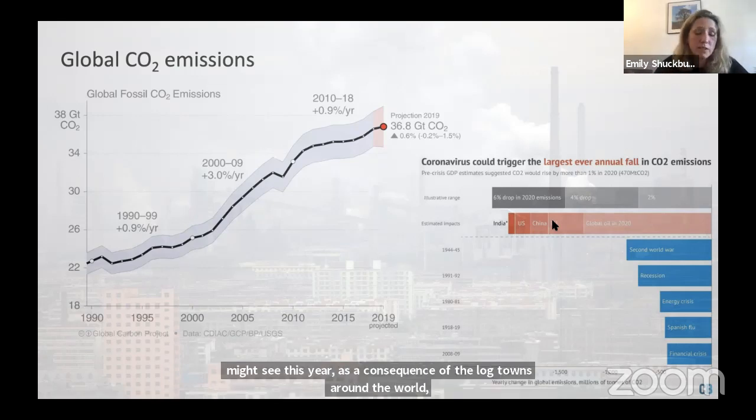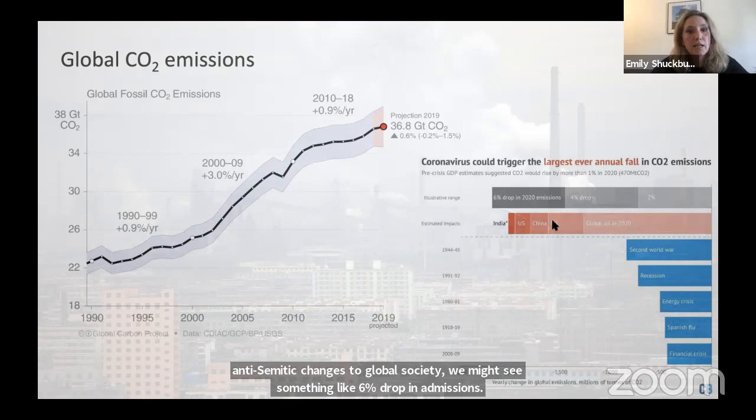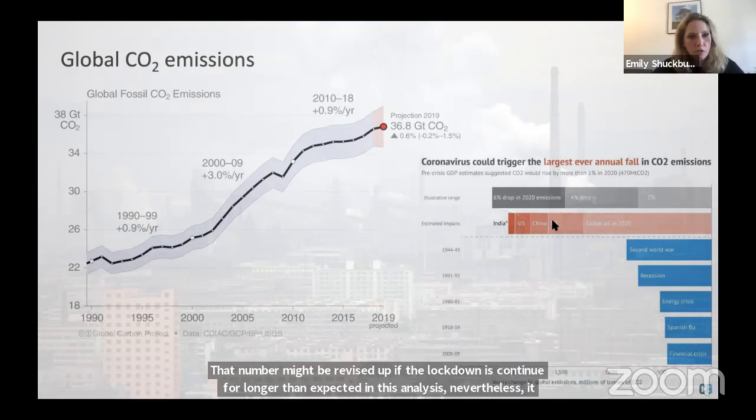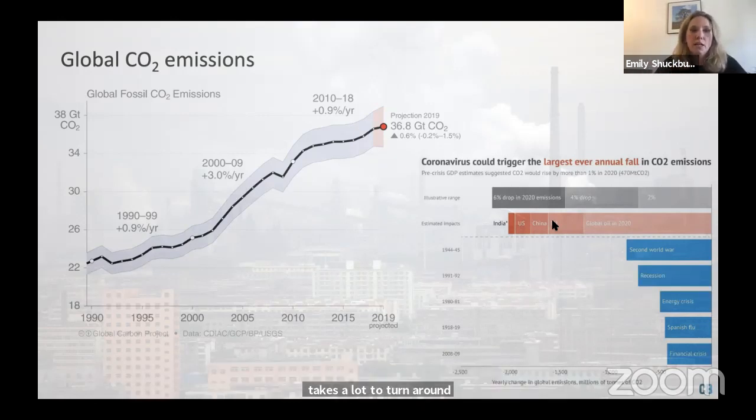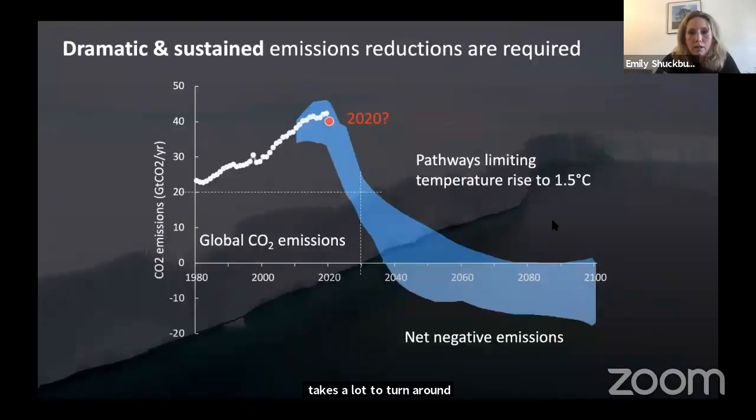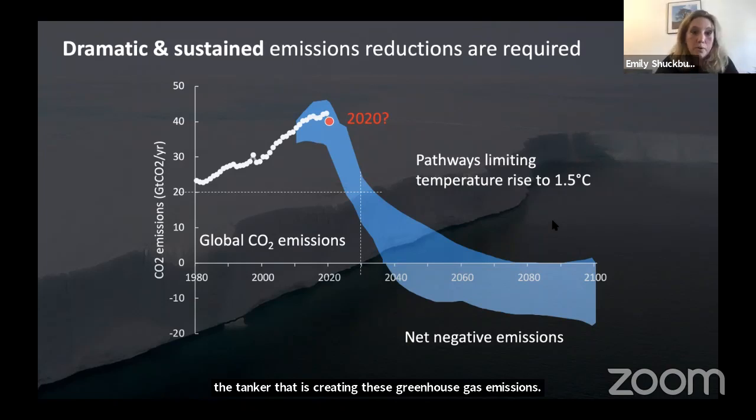Now, that number might be revised up if the lockdowns continue for longer than was expected in this analysis, but nevertheless, it takes a lot to turn around the tanker that is the global machine that is creating these carbon dioxide and other greenhouse gas emissions. This graph here shows the data that I've already just shown you. The white dots are those global emissions of carbon dioxide. The red dot shows what a projected 2020 number might be when we've seen that drop of some 6% or so compared to last year.